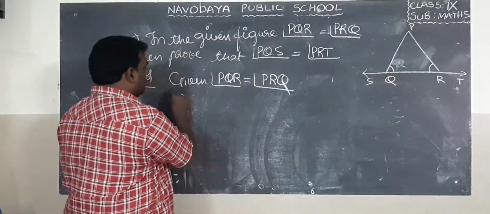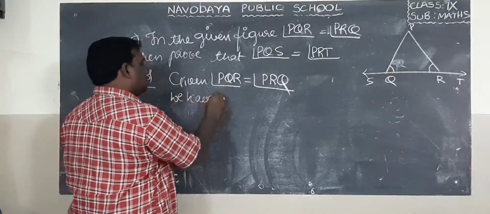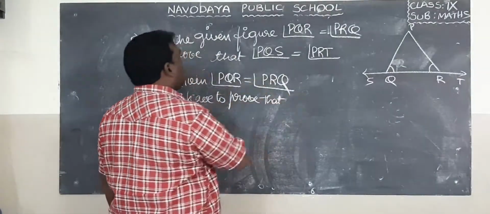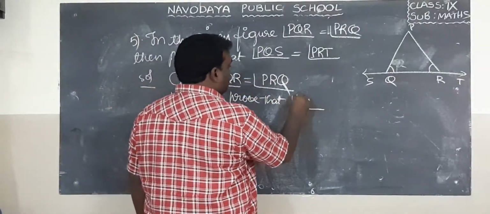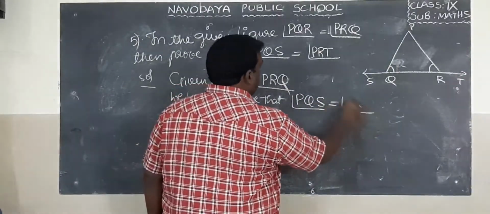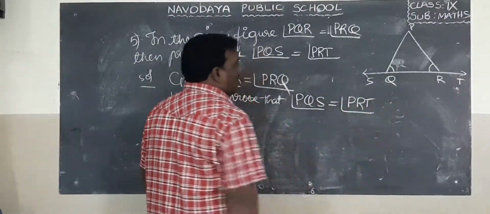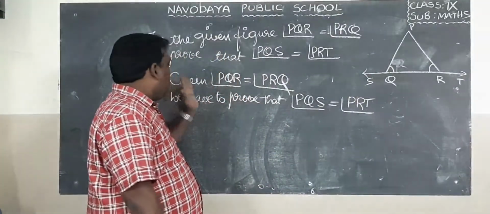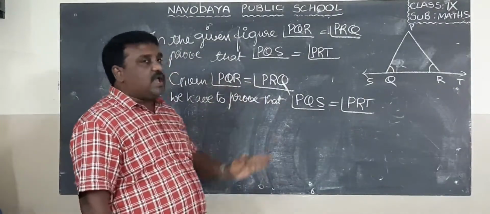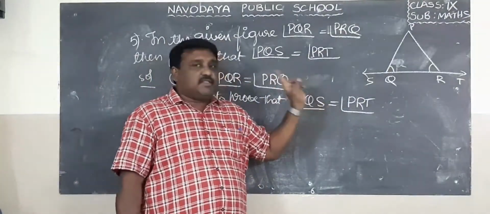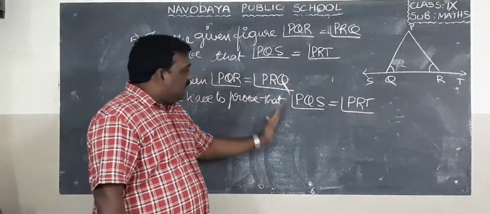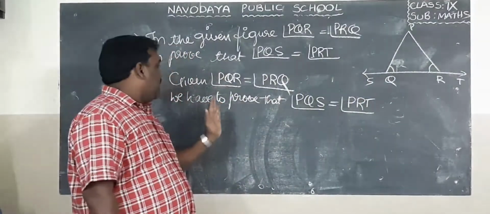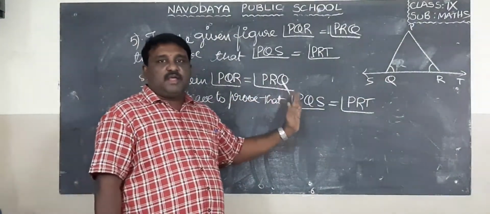And what we have to prove? We have to prove that angle PQS equal to angle PRT. So what is given? Angle PQR equal to angle PRQ. They are marked in the diagram. What to prove? Angle PQS equal to angle PRT.